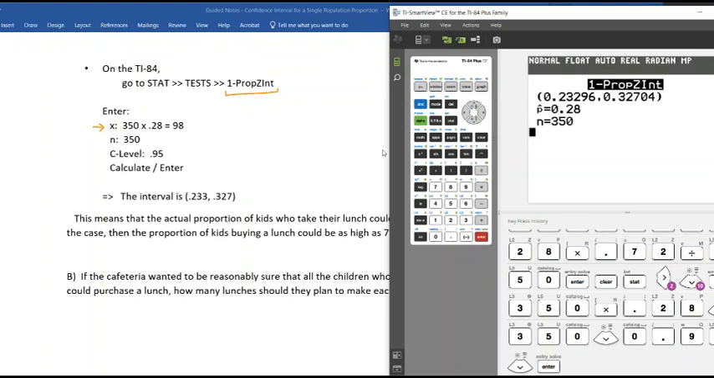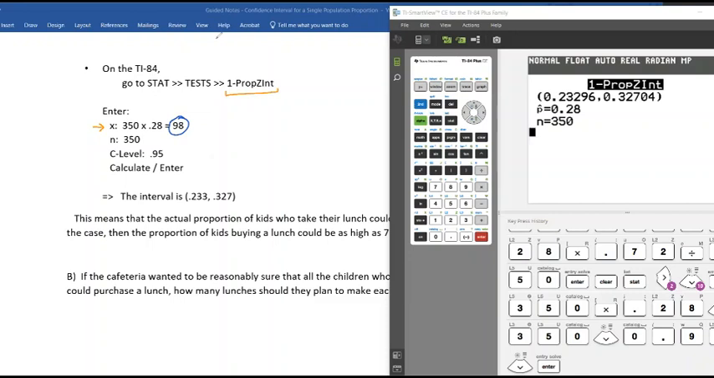Now here is the thing. If the x is not an integer, the calculator will give you an error. In this case, the x was an integer. Number of successes should be an integer. If you have an error, then you cannot use the calculator, or you can just do an estimation, but you need to know how to use the formula, and that's the reason we actually use the formula.